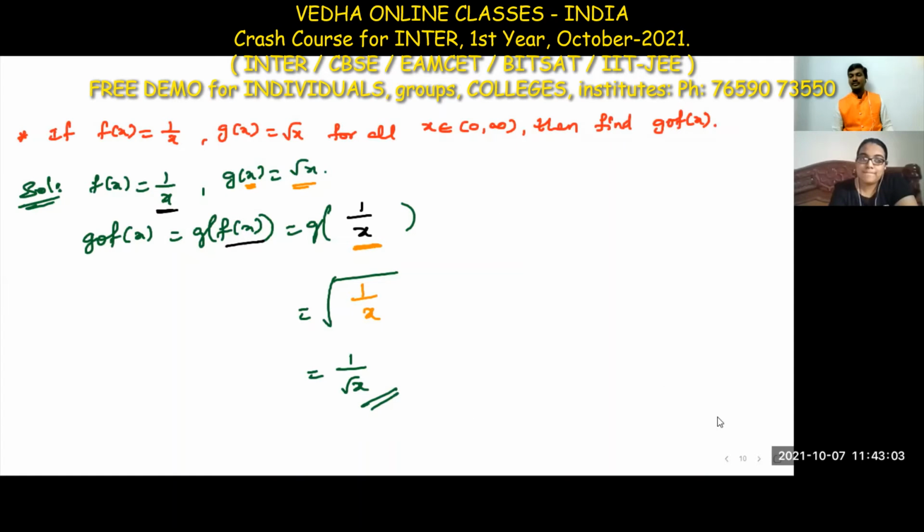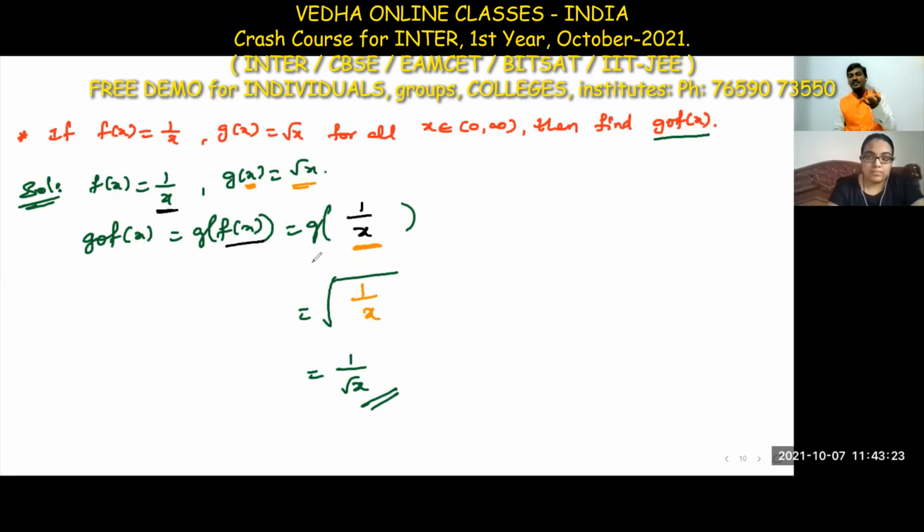Understood? Sir, can you repeat again? Yes. Here f of x is equal to 1 by x. g of x is root x. What is he asking? He is asking g circle f of x. g circle f of x is nothing but, if you remove that circle, g of f of x.